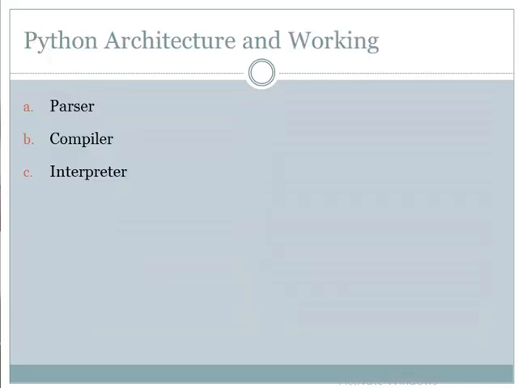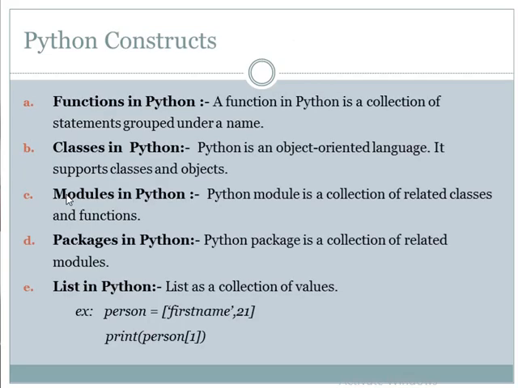Then we move on to the Python architecture and working. Let's now talk about Python architecture and its usual flow. First one is the parser. It uses the source code to generate an abstract syntax tree. Then comes the compiler. It turns the abstract syntax tree into Python bytecode. Then the interpreter. It executes the code line by line in a read, evaluate, print loop fashion.